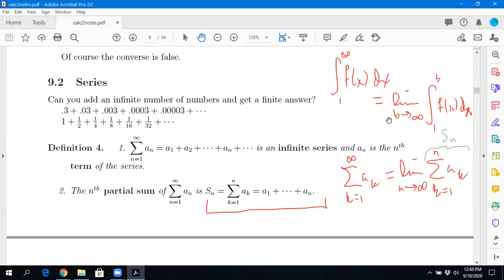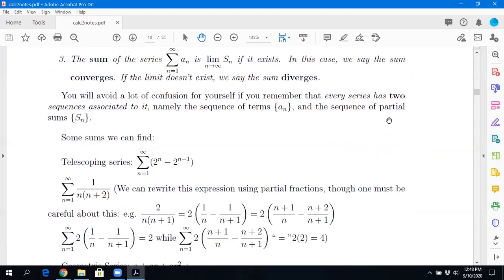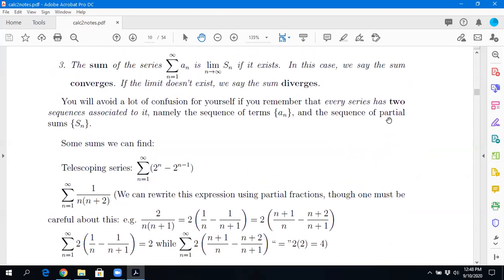One thing I would remind you of very specifically: any questions on this before we move on? So convergence of the series means convergence of the sequence of partial sums. And last time we very dramatically talked about this sentence right here: you will avoid a lot of confusion if you remember that every series has two sequences associated to it. The sequence of terms in the sum, or summands, and the sequence of partial sums, which is just the sum of everything up to that point.